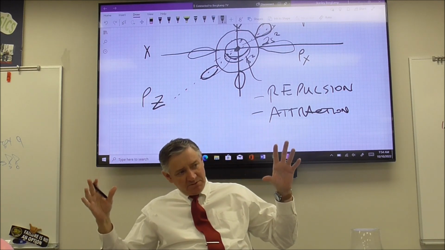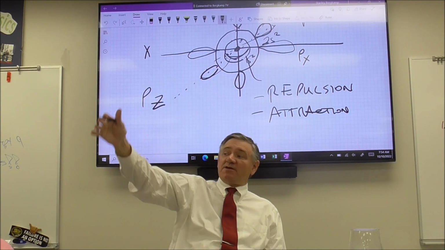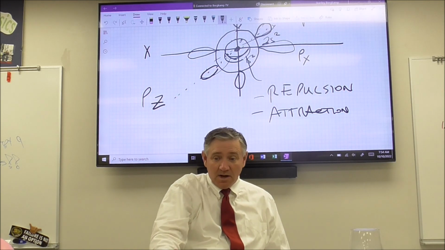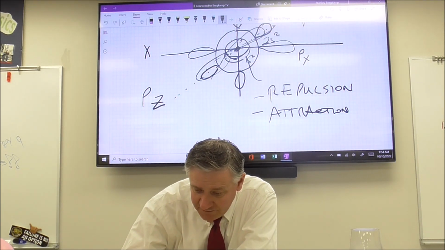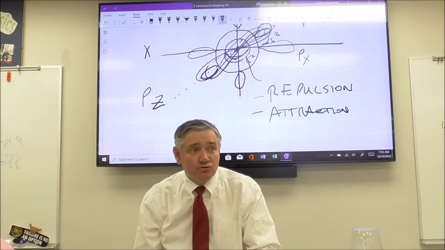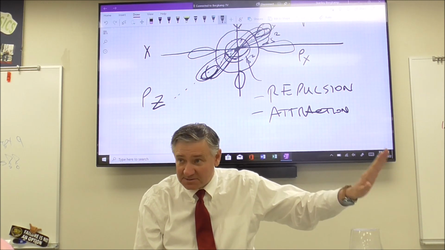So that's the balance that has to happen. You have this repulsion and you have this attraction. Now, here's what I don't want you to think. I don't want you to think that electrons travel in figure-8 patterns like this. Do not think that. Get that out of your minds right now.